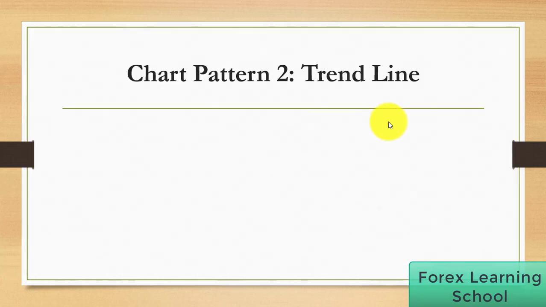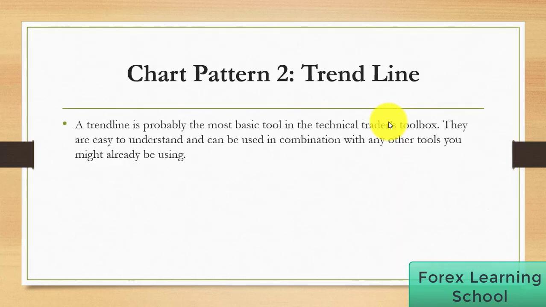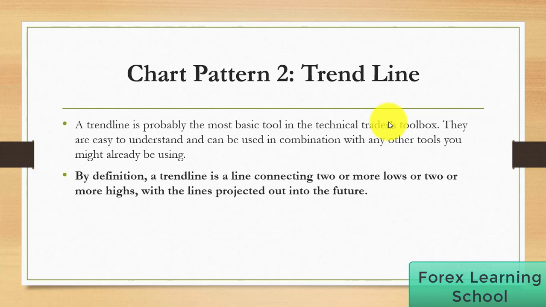Chart pattern 2. Trend line. A trend line is probably the most basic tool in the technical trader's toolbox. They are easy to understand and can be used in combination with any other tools you might already be using. By definition, a trend line is a line connecting two or more lows or two or more highs, with the lines projected out into the future.